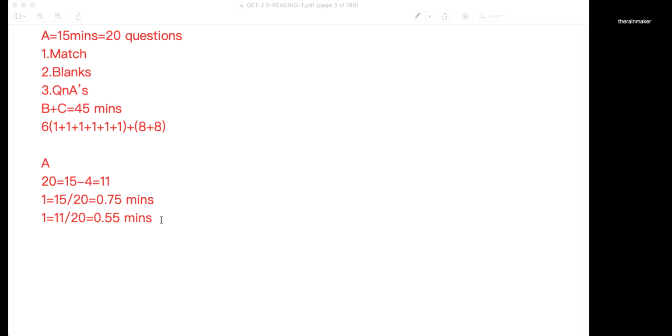After part A, it will be collected. The question paper and the answering booklet will be taken away from you. Then comes part B and C. Part B and C, 45 minutes. So do whatever you want, however you want. You have a lot of time to attempt part B and C. So 6 questions in part B, 1 plus 1 plus 1 plus 1 plus 1 plus 1 I've written. Why have I written that? Because in A, all the 20 questions are connected to the same topic, apple, or typhoid, or whatever I said, maybe banana.